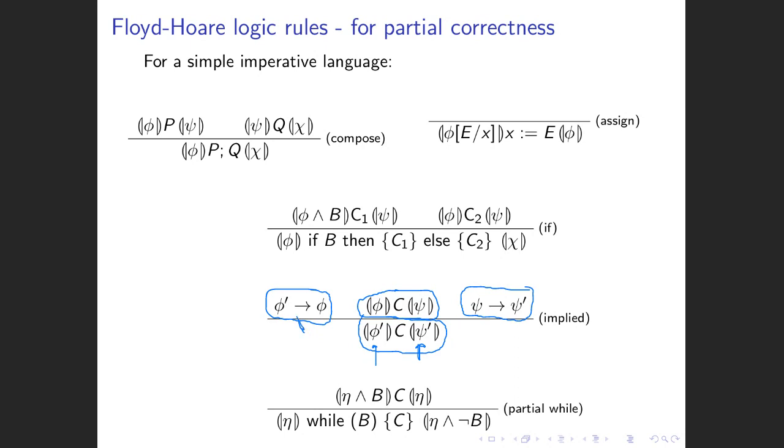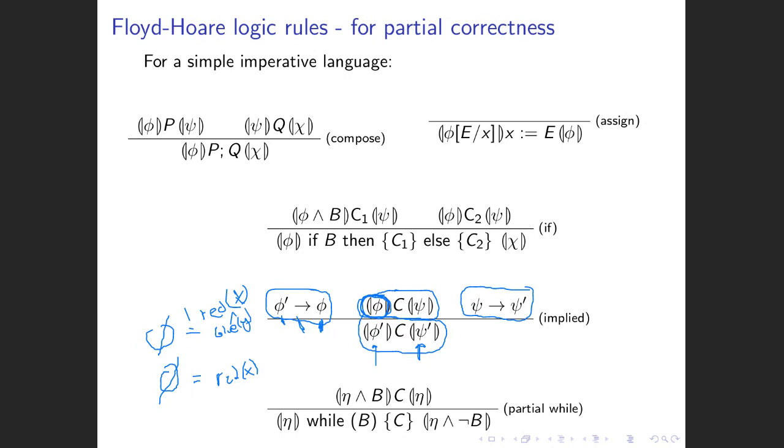If we can deduce phi from phi prime, then we know that the required precondition has been satisfied. Okay, so anything we can say about phi prime is also true of phi. So for example, phi could be x is red, and phi prime could be something stronger. This could say x is red and y is blue. Okay, so we've strengthened the precondition.